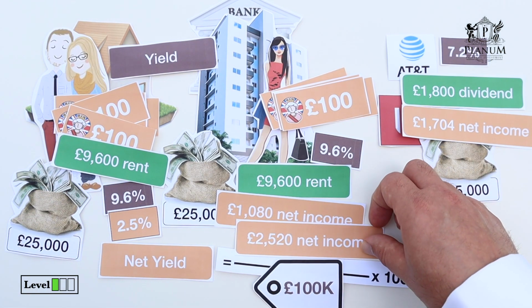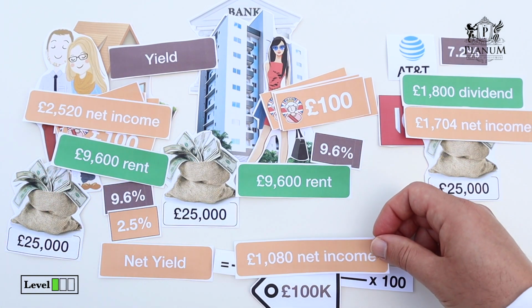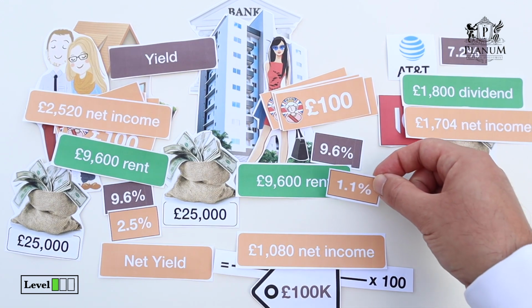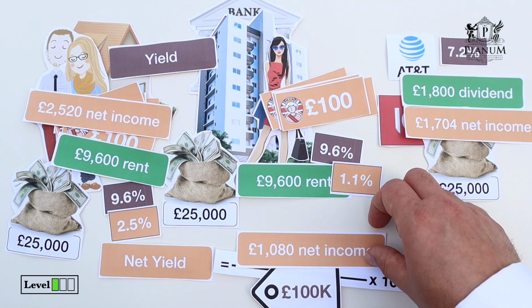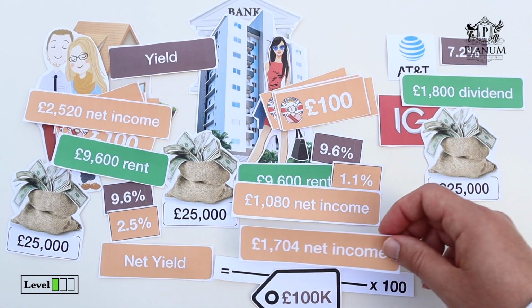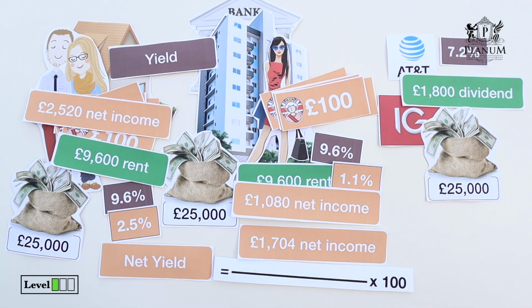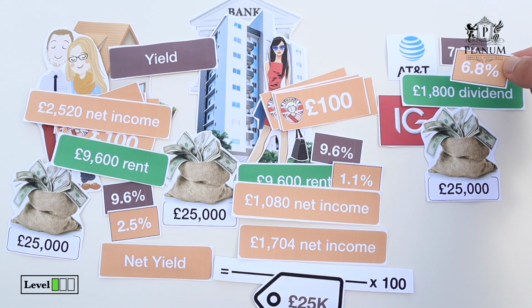You can of course do the same for your flat and divide £1,080 over 100,000, and that's going to give you a net yield of 1.1%. And if you do the same for your stocks and divide your £1,704 of net income over your purchase price, which was £25,000, you will come to a net yield of 6.8%.